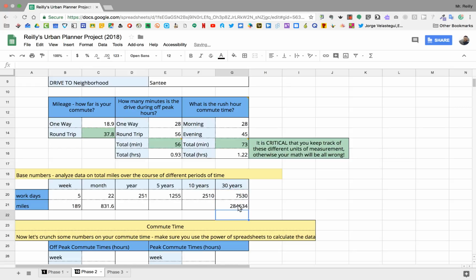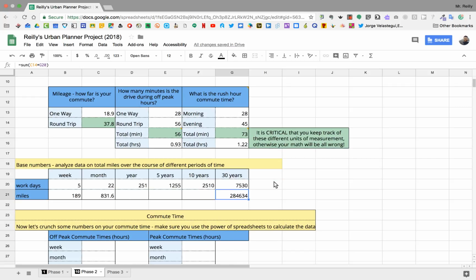All right. So that is 284,000 miles. So that's, well, the distance of driving across America, I suppose. So that's the number of miles that I will drive over the course of my career. Go ahead and do that for your hypothetical scenario.